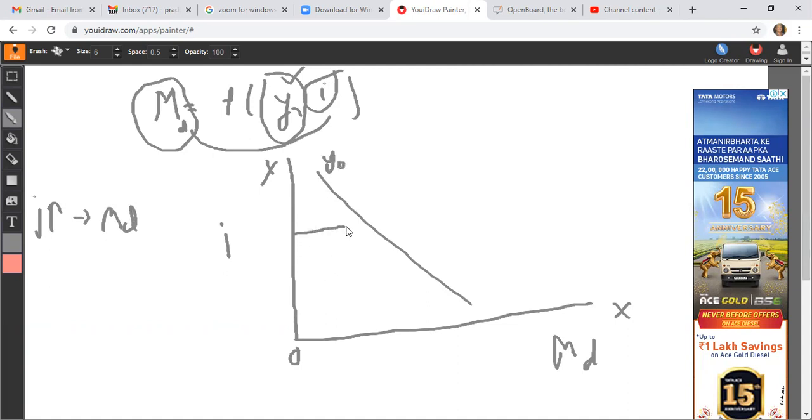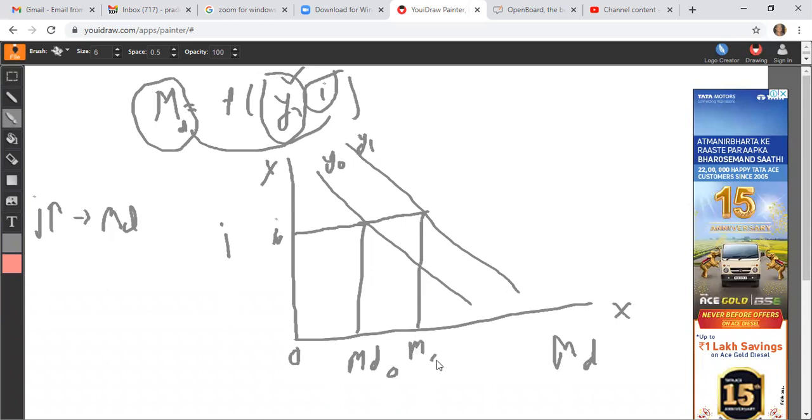Okay, so let it be the interest rate, I0, and let it be the demand for money, MD0. So when income increases to y1, our demand for money curve shifts upward. Now demand for money increases to MD1. So an increase in income is shown as an upward shift of this demand for money curve. When income falls, the demand for money curve shifts downward. So now this is demand for money, MD.